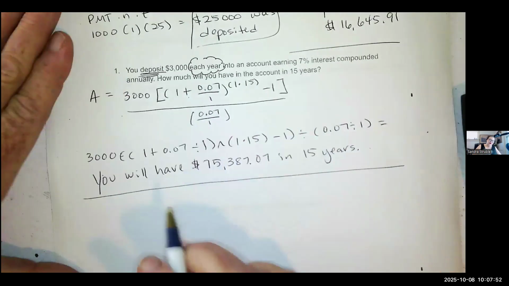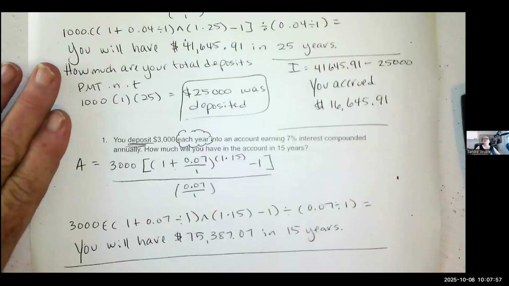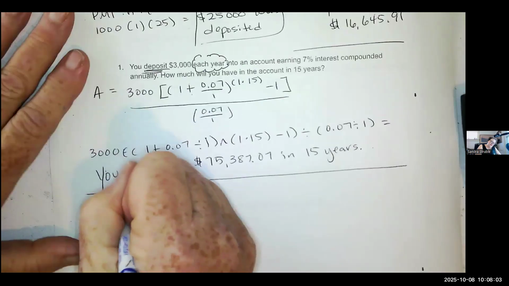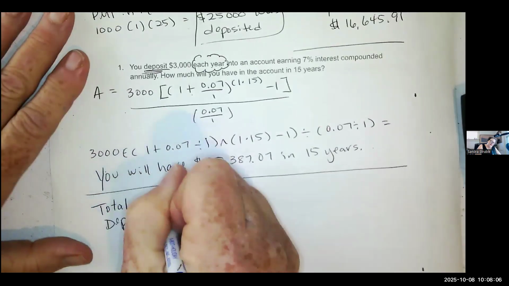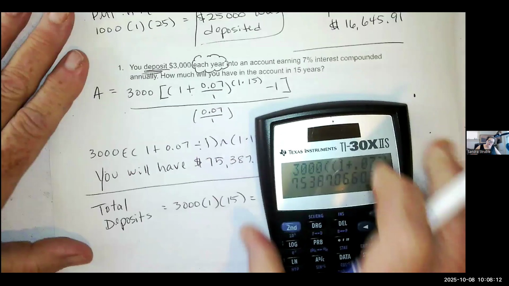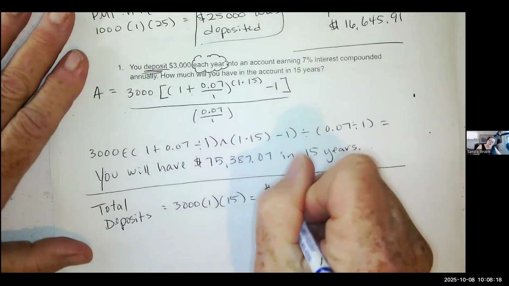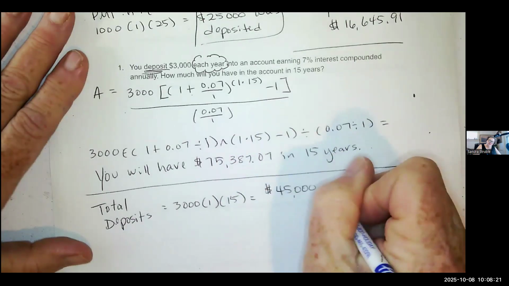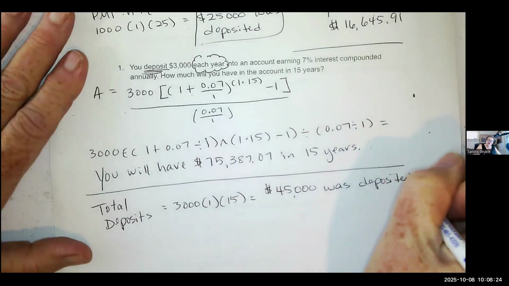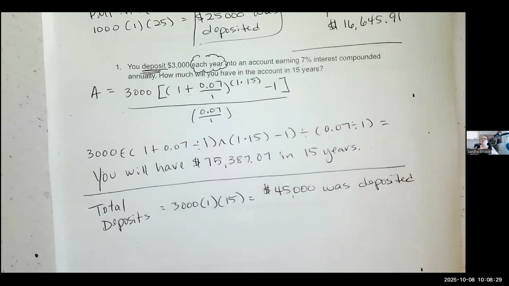All right. Now let's find, if you didn't do this, I want you to go in and find your total deposits and your interest that accrued. Pause the video and then come back. So our total deposits, $3,000 once a year for 15 years. And that $45,000 was deposited. So you only put in $45,000 in the account, but you end up with 75,000, 30 grand more, basically, just a little over that. And all of that is going to be interest.